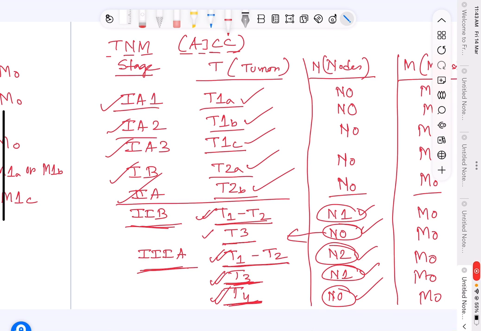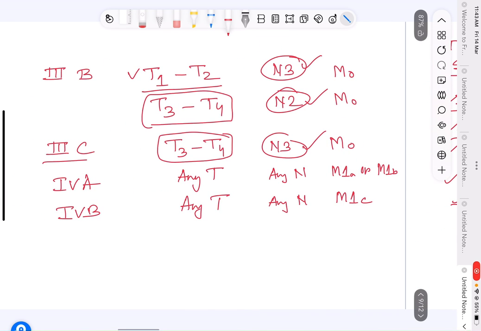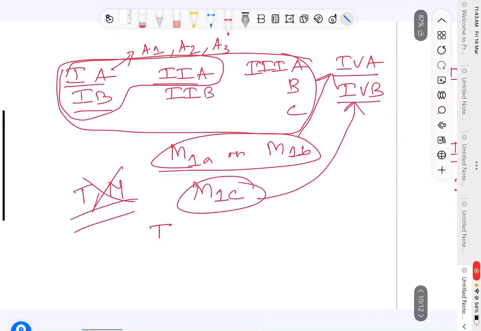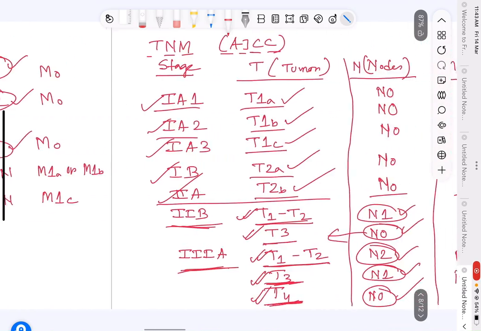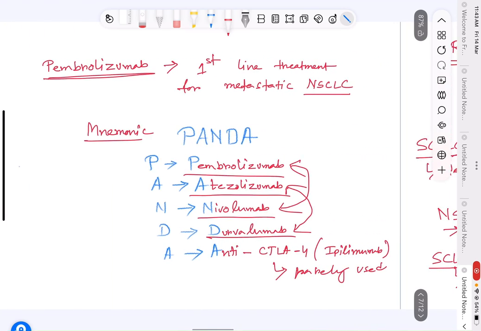Here it is t1 t2 t3, and next it is t1 to t2 t3 to t4, and lastly t3 to t4. All right, so this is the classification, and I hope that was tough to you. I think it was also tough to me. Thank you.